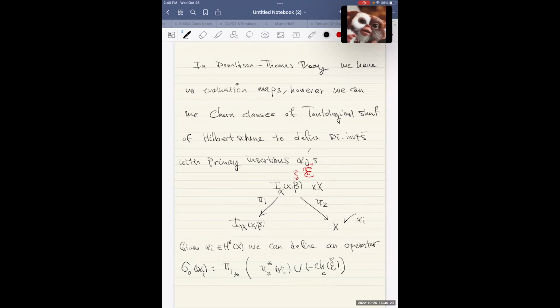Okay. And I would like this to be an operator. I would like to intersect this with pi 1 upper star of blank. And what is this operator? So this operator I would like to be sigma 0 of alpha I of blank. And this is a map from homology theory of I chi x beta to homology theory of I chi x beta.